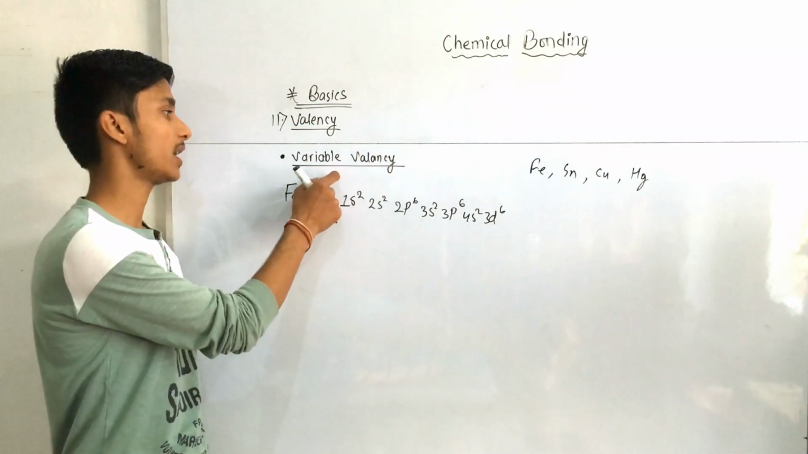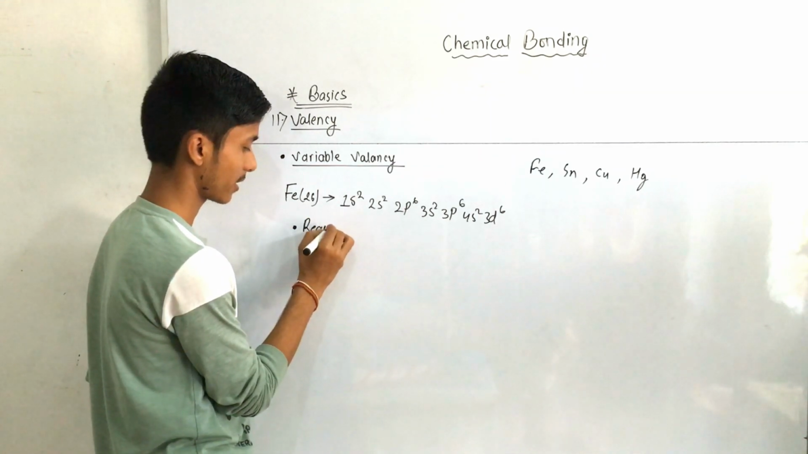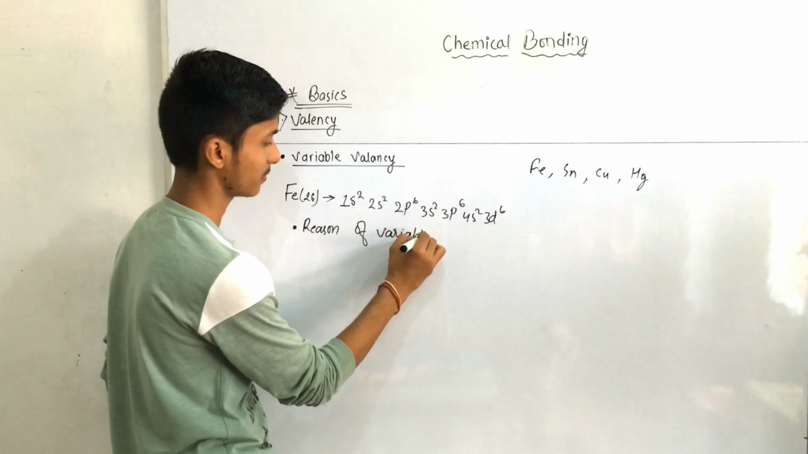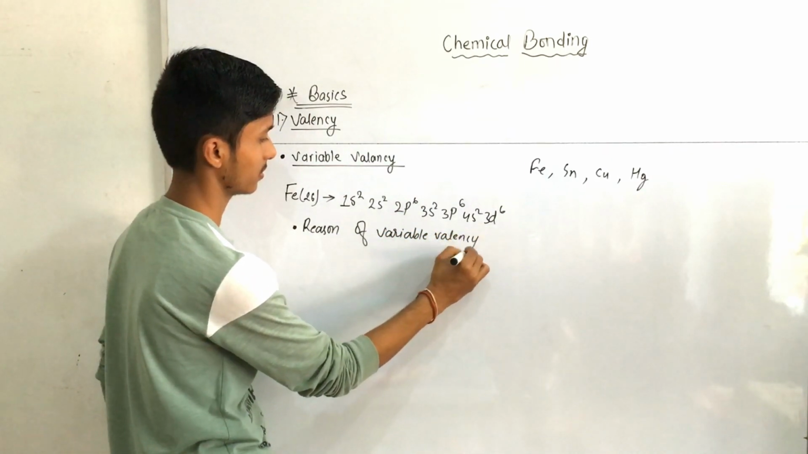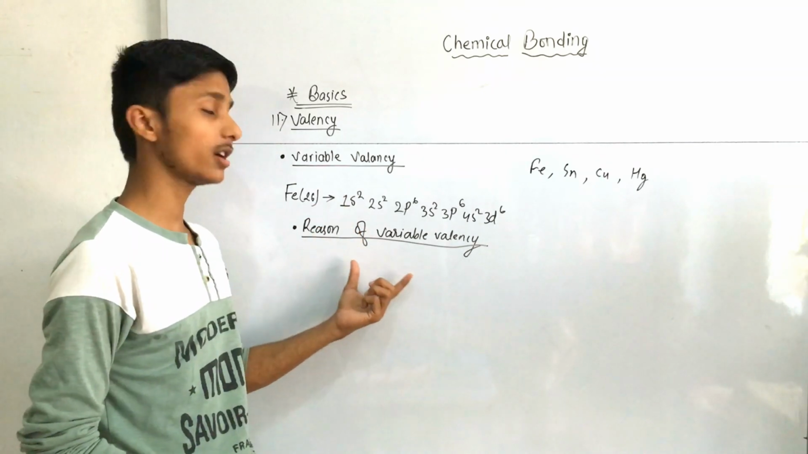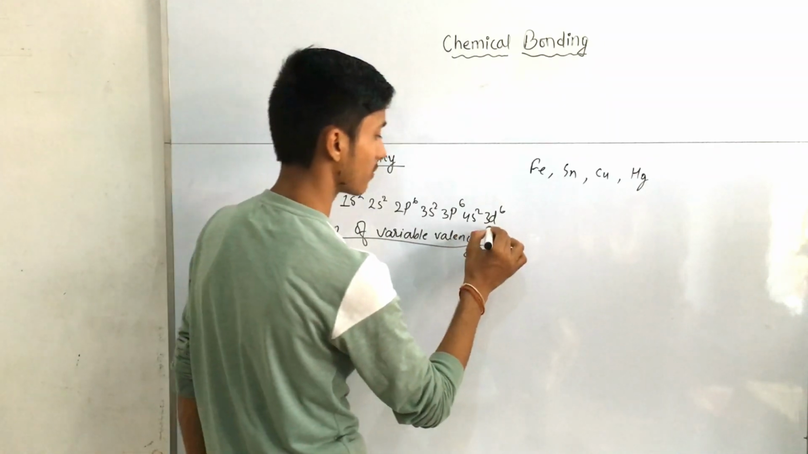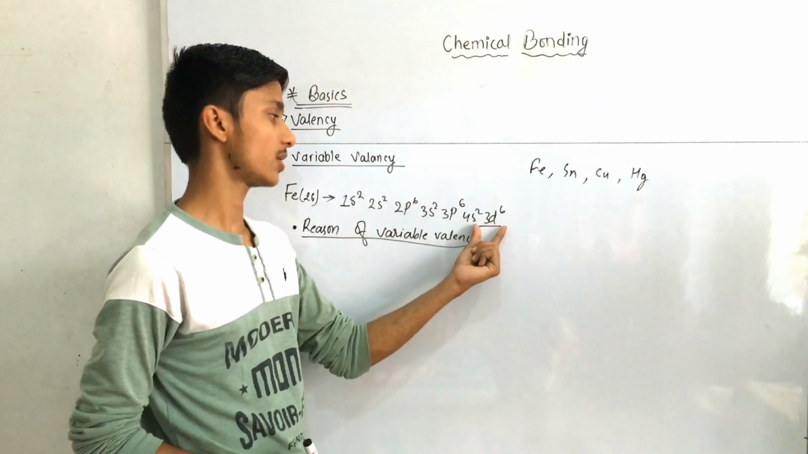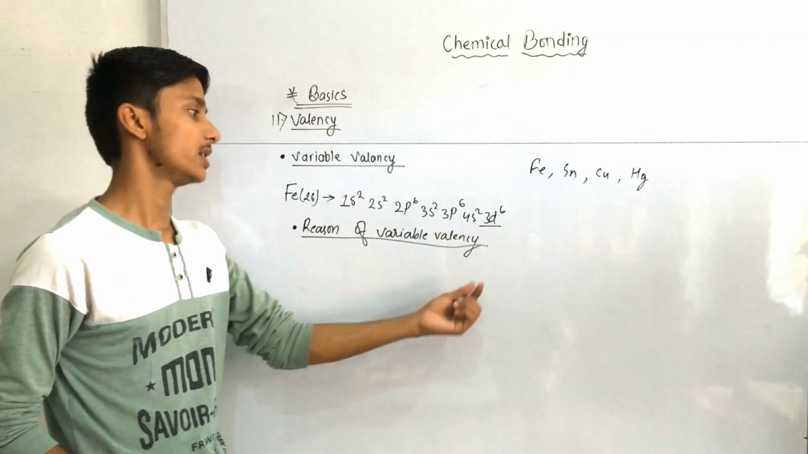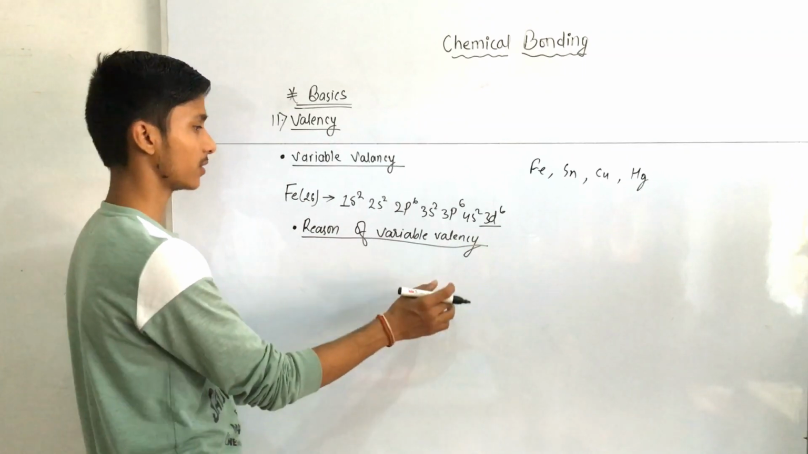Now the reason behind having variable valency. Here the main reason is that elements having an incompletely filled d orbital have variable valency. Incompletely filled d orbital means the capacity of the d orbital to hold electrons is 10, so it can hold 10 electrons, but it has only 6 electrons. Therefore they have variable valency.